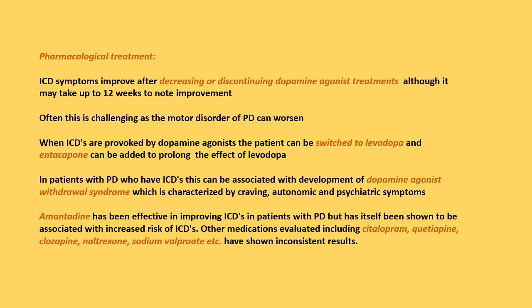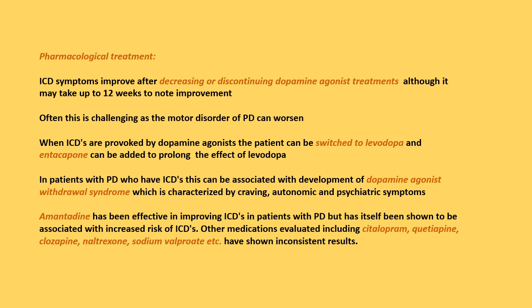Pharmacological treatment. ICD symptoms improve after decreasing or discontinuing dopamine agonist treatments, although it may take up to 12 weeks to note improvement. Often this is challenging as the motor disorder of PD can worsen. When ICDs are provoked by dopamine agonists, the patient can be switched to levodopa, and entacapone can be added to prolong the effect of levodopa. In patients with PD who have ICDs, this can be associated with the development of dopamine agonist withdrawal syndrome, which is characterized by craving, autonomic, and psychiatric symptoms.